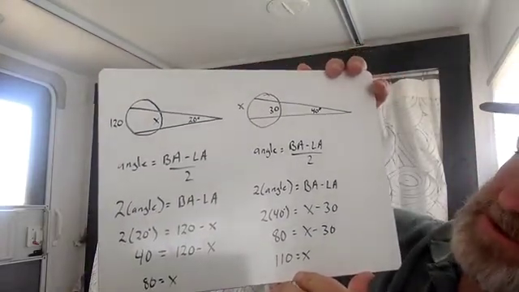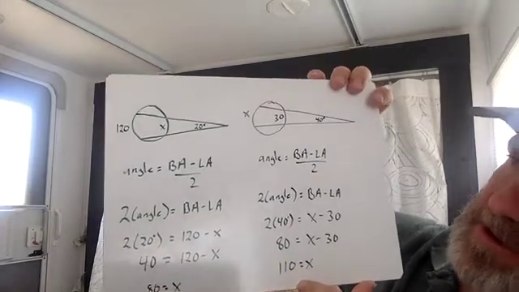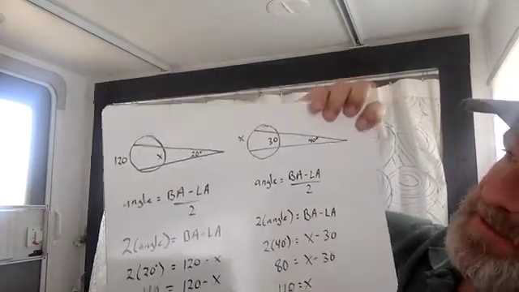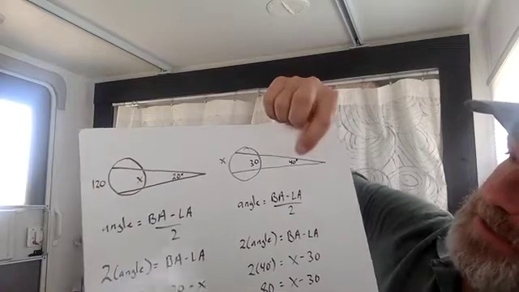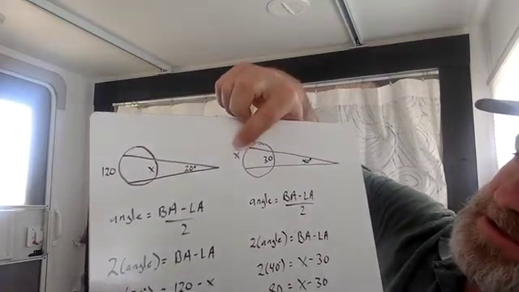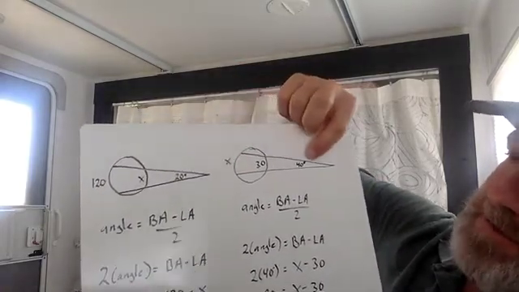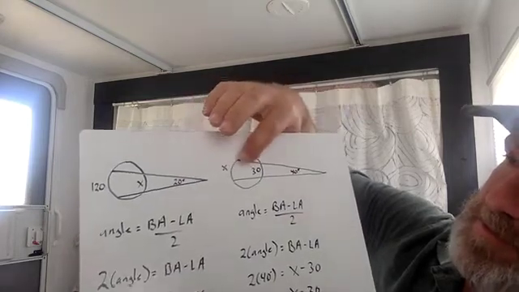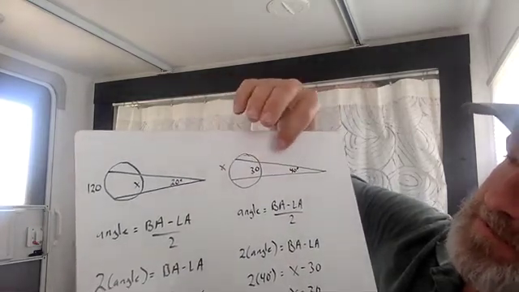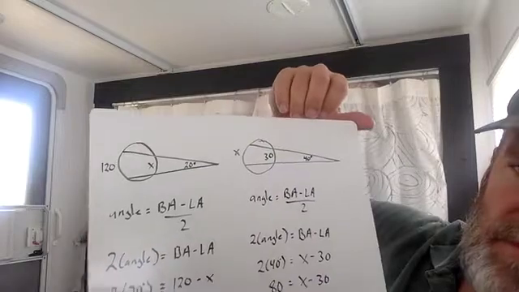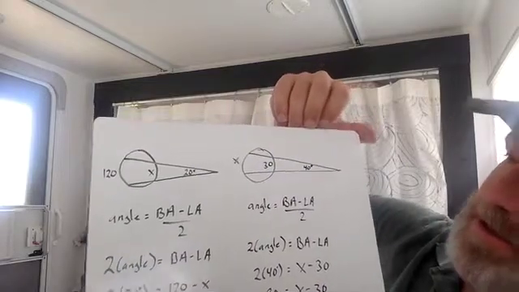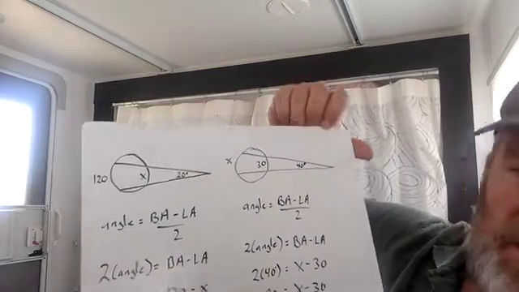Or if you want to do these in your head, some of these are not very difficult. You could probably figure out that you need this to be 110 because double 40 is 80. And what number do you subtract 30 from to get to 80? 110. 110 minus 30 is 80, and half of 80 is 40.